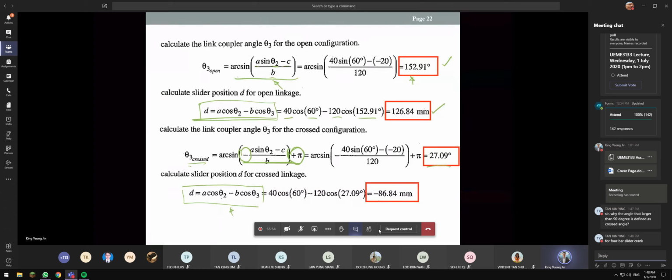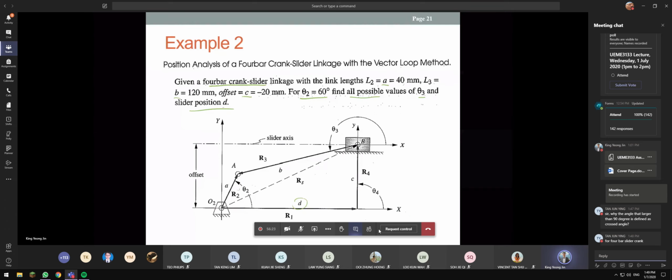Once we get that theta 3, we can substitute into this equation. Sorry, someone asked why the angle larger than 90 degrees is defined as cross angle. Maybe I will go back to that after we finish this one first. So we substitute into this d here, so we will get the distance d in the minus. That's what we have just now.